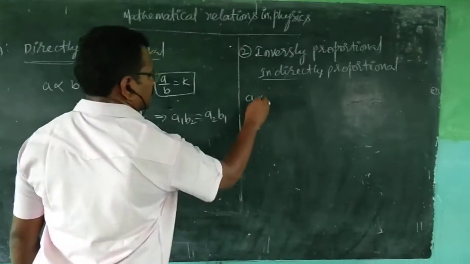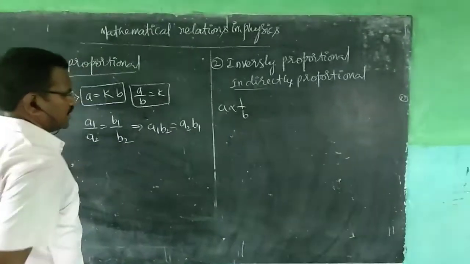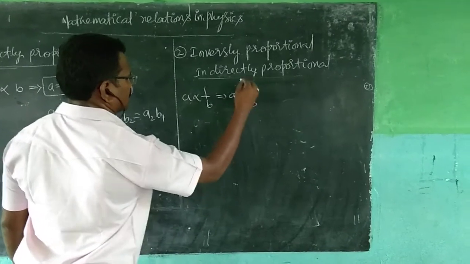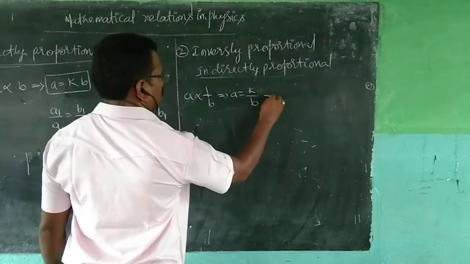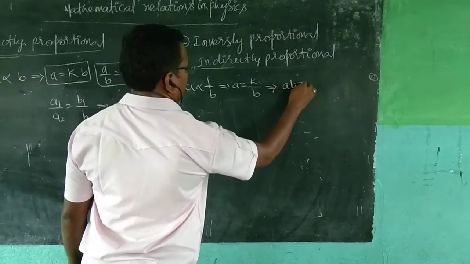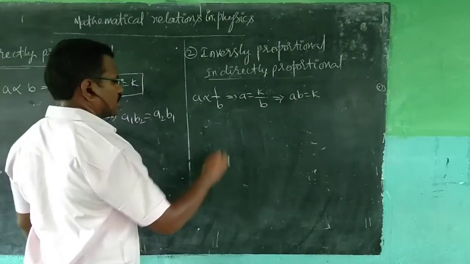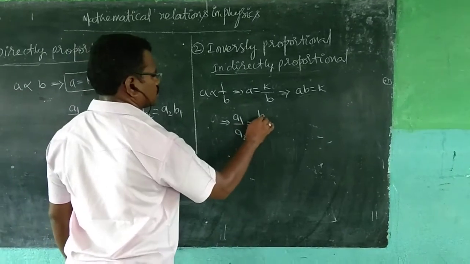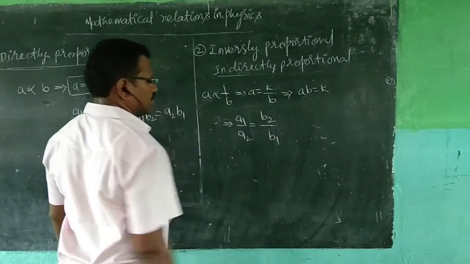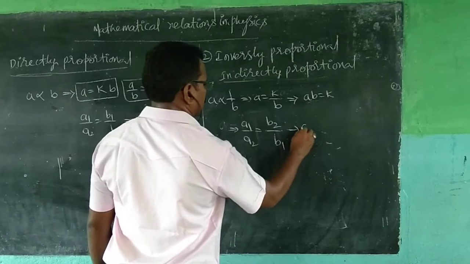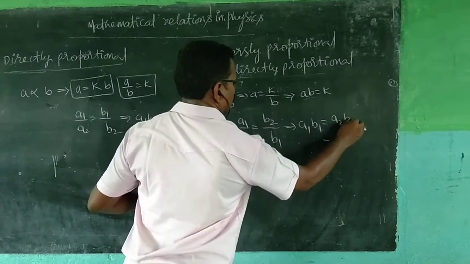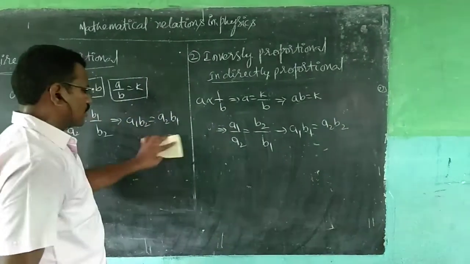Here A is inversely proportional to B. That implies A is equal to K by B. That implies AB is equal to K, or A1 by A2 is equal to B2 by B1. Under cross multiplication, A1 B1 is equal to A2 B2.